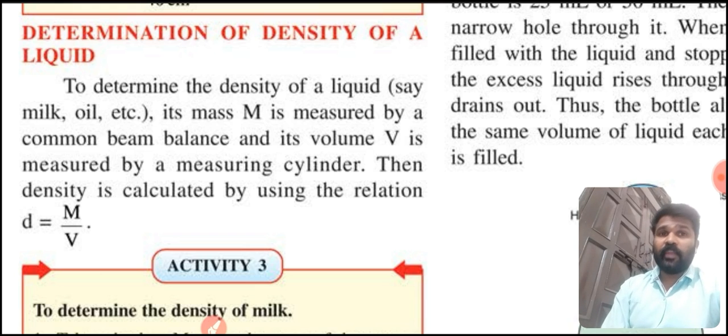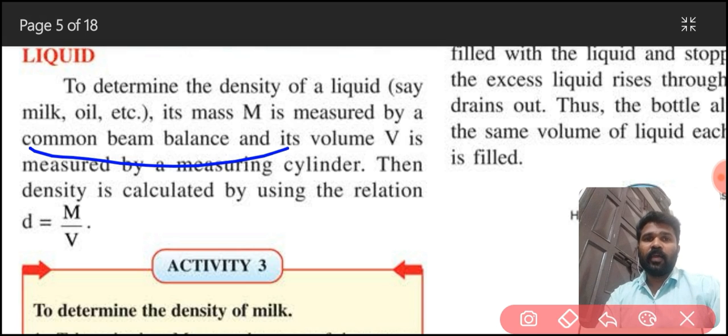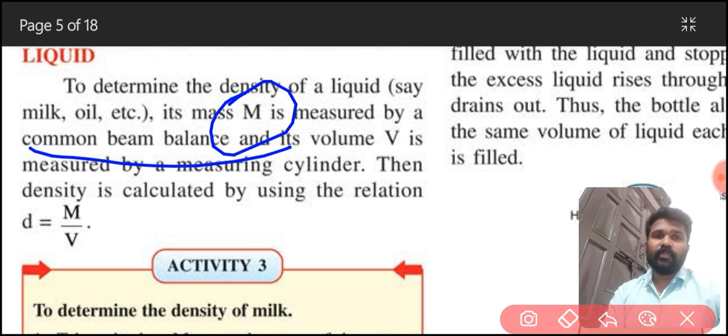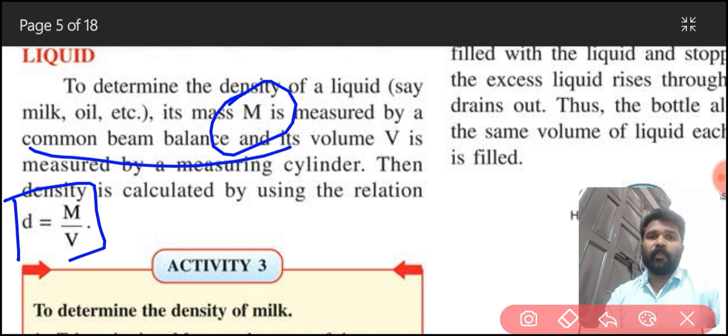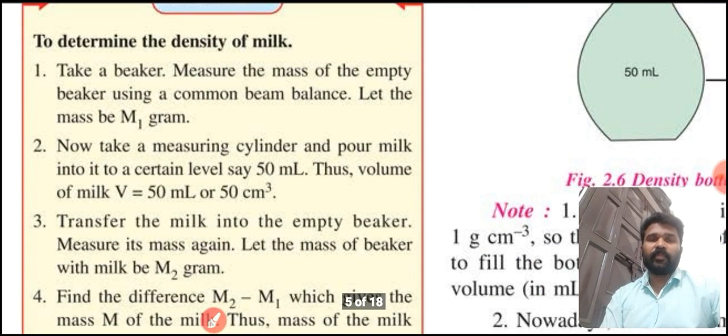To determine the density of a liquid, its mass m is measured by a common beam balance. Okay, by common beam balance we can find out the mass. Then density is calculated by using the relation D is equal to m upon V. Okay, an activity is given here to determine the density of milk.